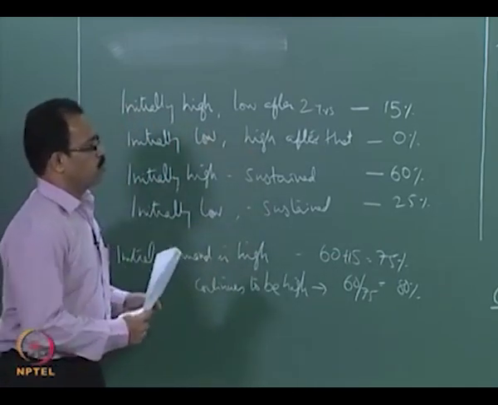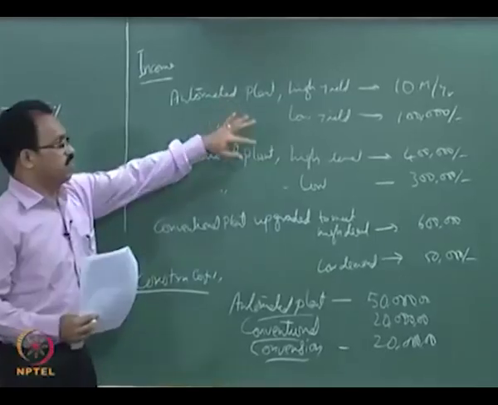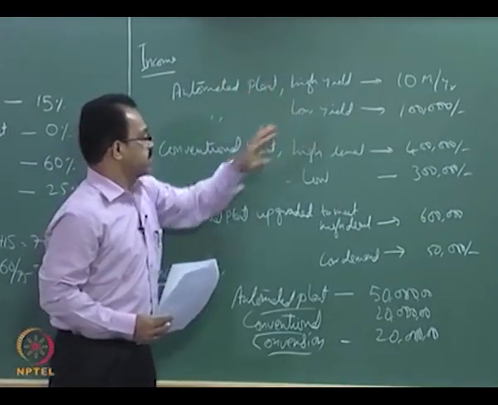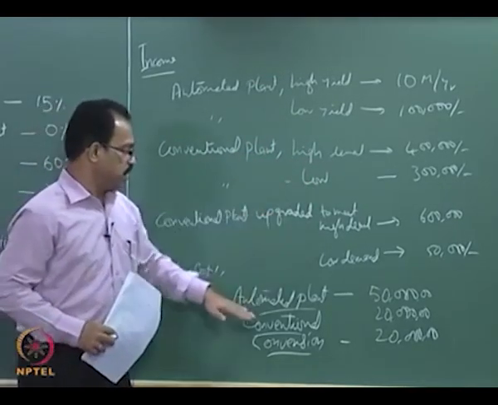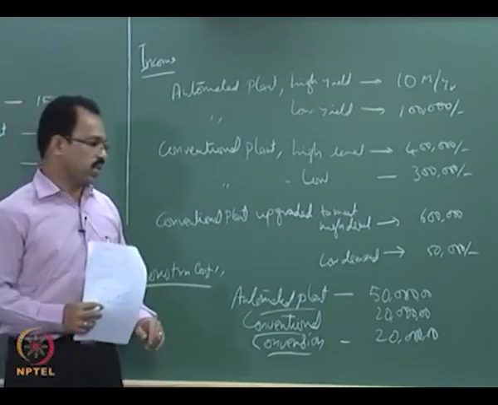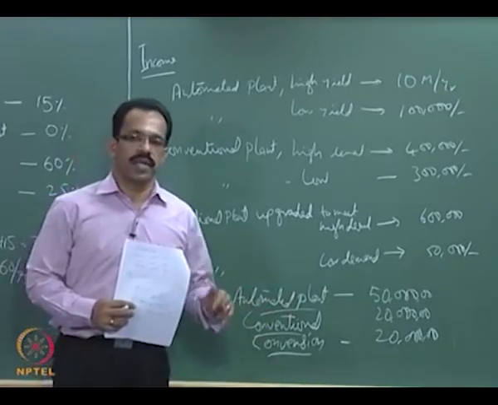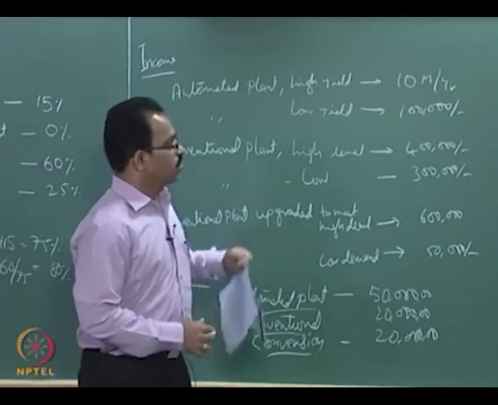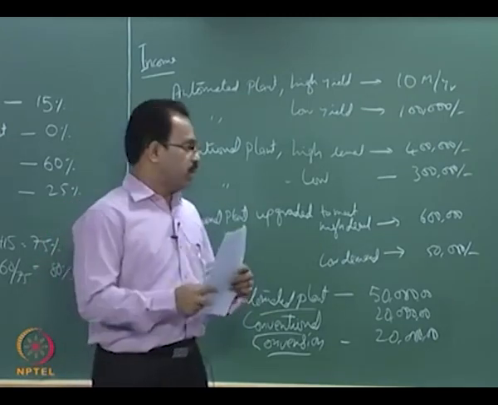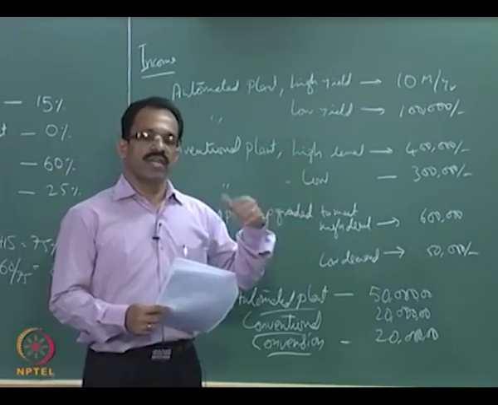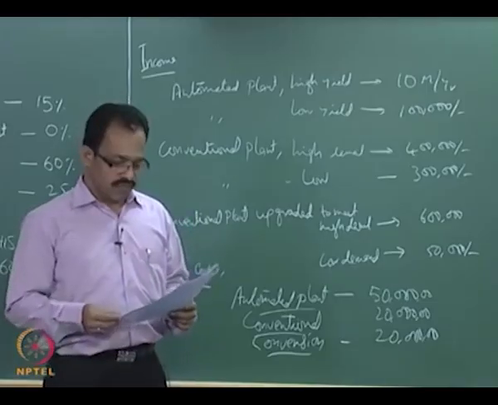So these are the various possibilities of sales, and these are the revenues expected from these plants under various situations: automated plant high yield, low yield, conventional plant high demand, low demand, similarly conventional plant upgraded, and these are the costs required for establishing the plant or converting the conventional plant to an automated plant. Now based on this information we need to make a decision tree which will depict all these values and tell us the chances, the decisions we can make, and the expected utility or expected value of various decisions.